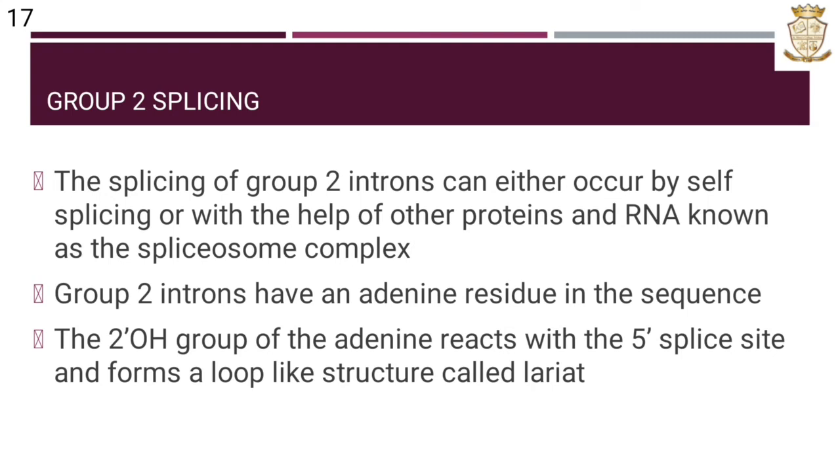Next, we can discuss group 2 splicing. The splicing of group 2 introns can either occur by self-splicing or with the help of other proteins and RNA known as the spliceosome complex. Group 2 introns have an adenine residue in the sequence. The 2' OH group of the adenine reacts with the 5' splice site and forms a loop-like structure called a lariat.